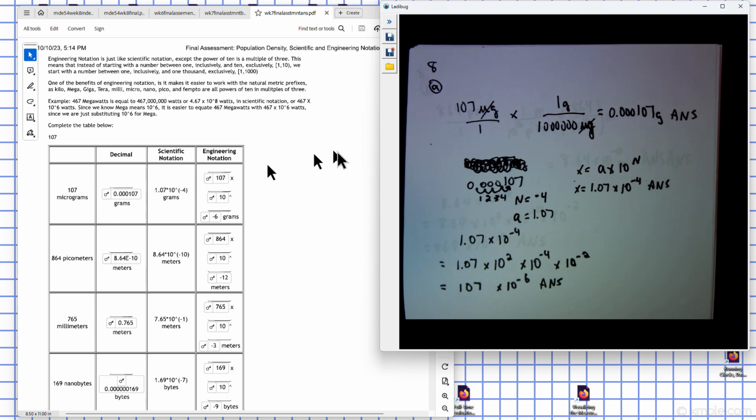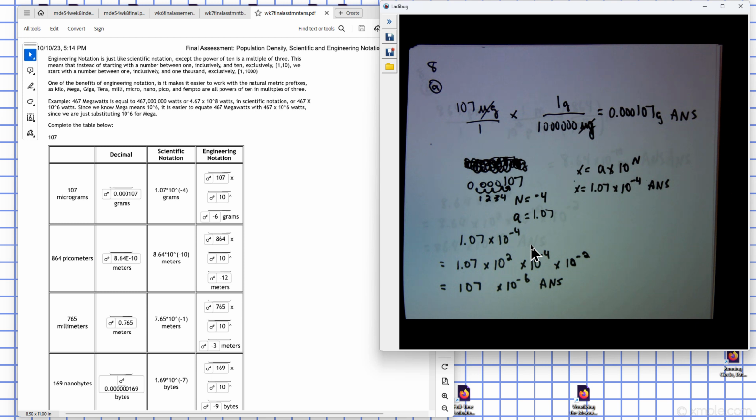So we have micrograms here. We convert micrograms into grams. So I have 1 gram is so many micrograms, and it gives me the answer in decimal form. That's your answer there in decimal form. Then you want it in scientific notation. So I take this decimal form, put it in scientific notation, and I shift my decimal point so I get to a number between 1 and 10. And I shift it over 4 times. So my A is 1.07. N is a -4. There's scientific notation there: 1.07 times 10 to the -4.